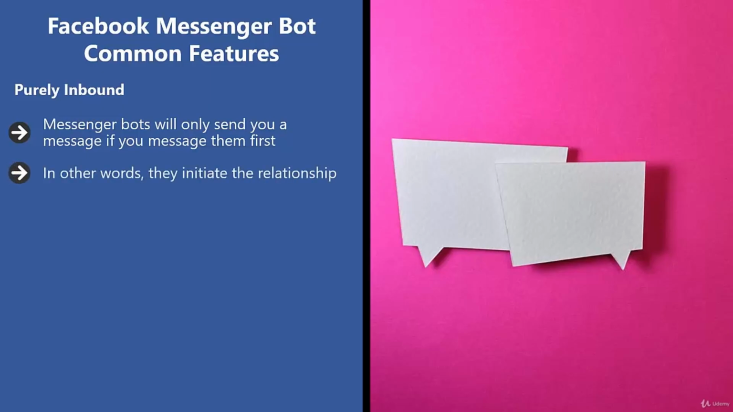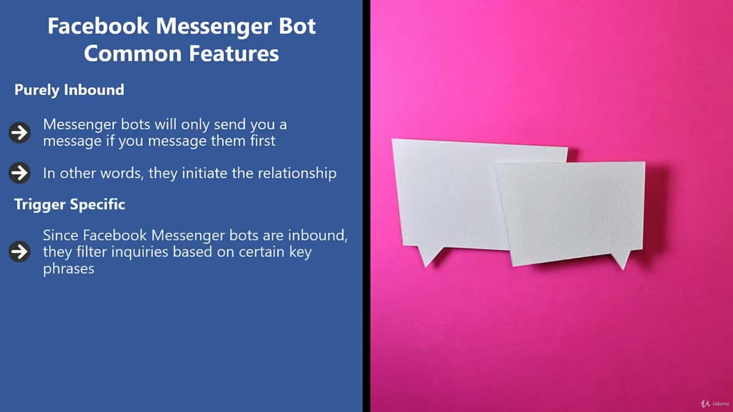In other words, they initiate the relationship. You don't use your bot to message people who have no prior relationship with you. It's all inbound, not outbound. Trigger specific. Since Facebook Messenger bots are inbound, they filter inquiries based on certain key phrases.